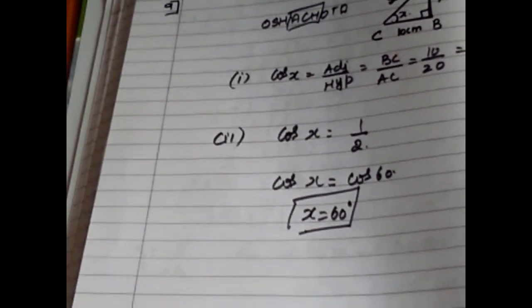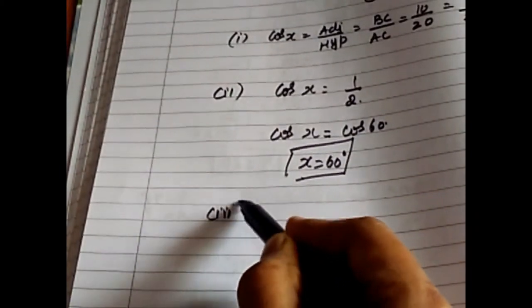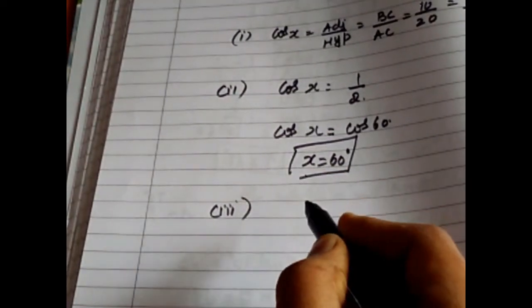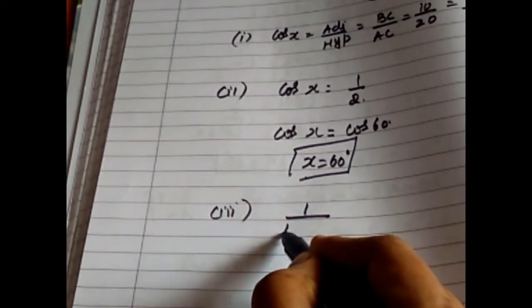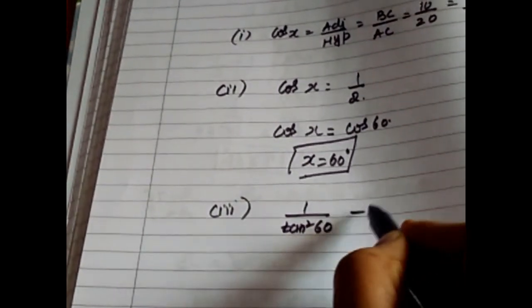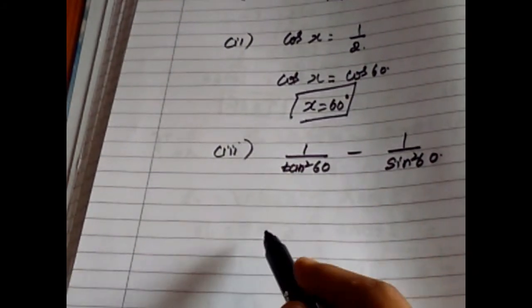Now the third sub question, it is said that 1 by tan square x minus 1 by sin square x. Already with the help of the figure we have calculated cos x and x. Already we know the value of x, let us substitute that. Let me write directly: 1 by tan square 60 minus 1 by sin square 60. So substitute and simplify to get the final solution.